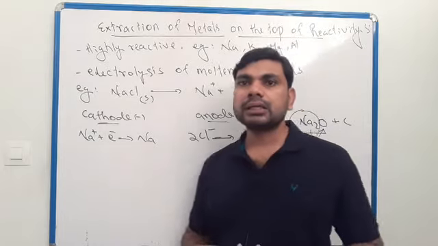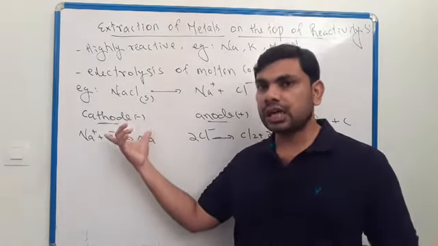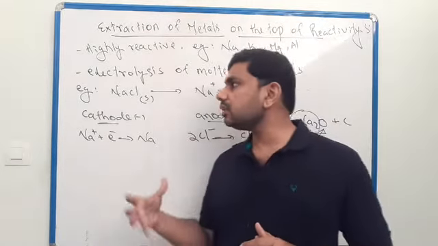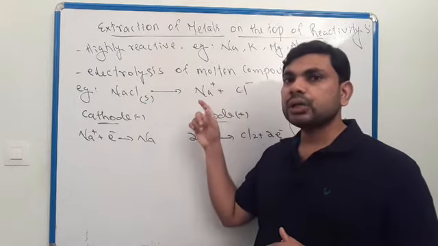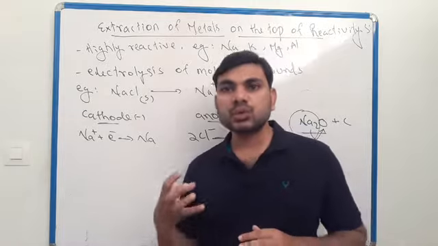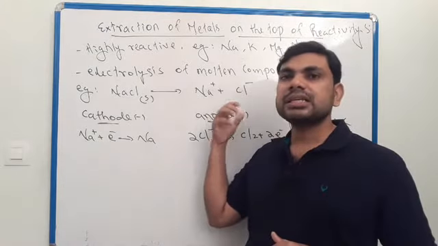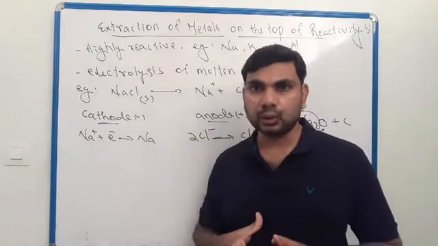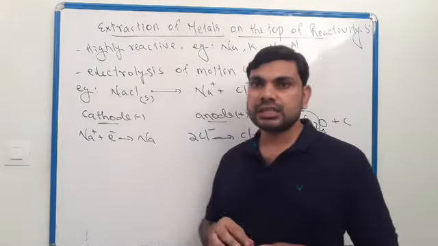During electrolysis, there is a cathode and an anode. Cathode is the negatively charged electrode. Anode is the positively charged electrode. Sodium chloride, after strong heating, forms ions, positively charged ions and negatively charged ions. So here Na+ will deposit at the cathode. Metals with positive charge deposit at the cathode. And Cl- will go to the positively charged electrode, meaning the anode. This way we can extract metals on the top of the reactivity series.